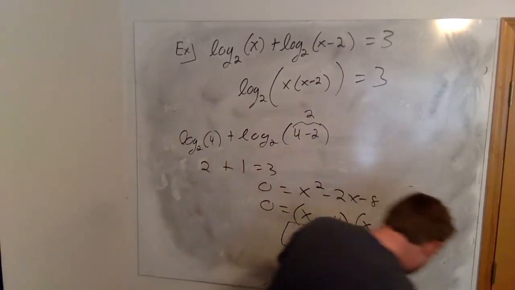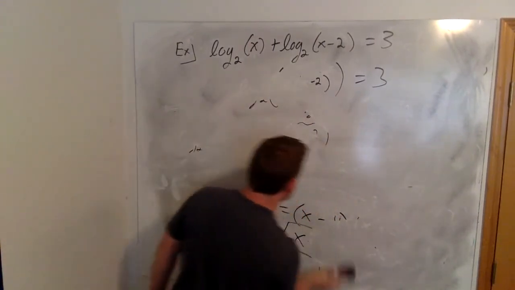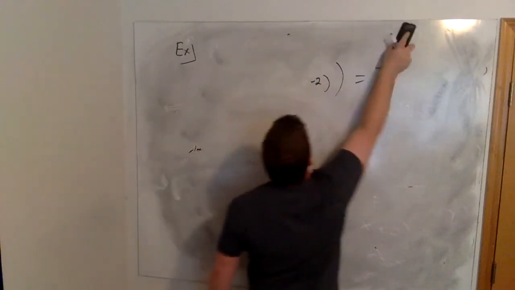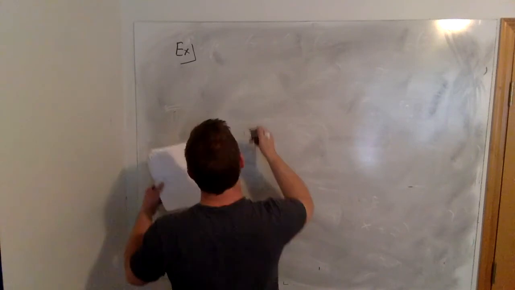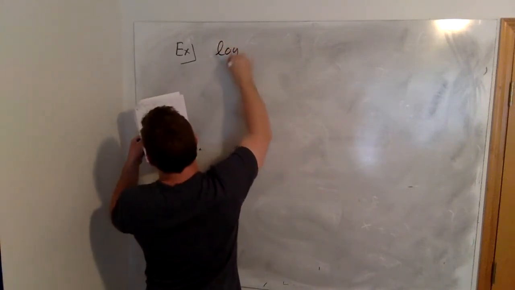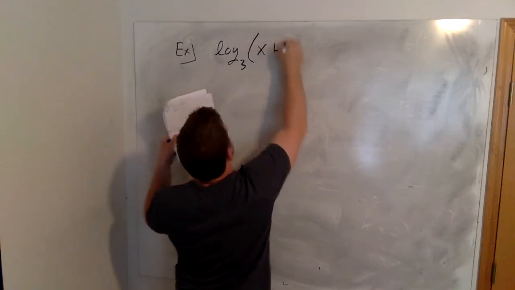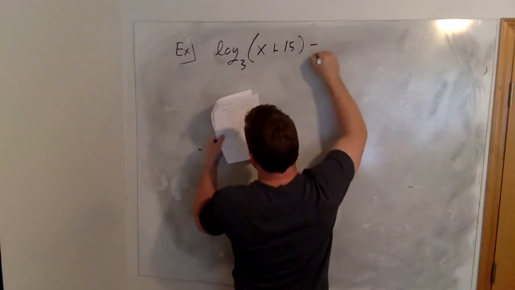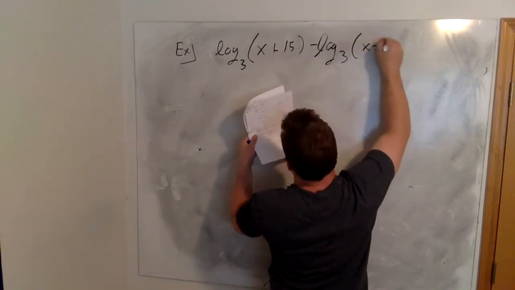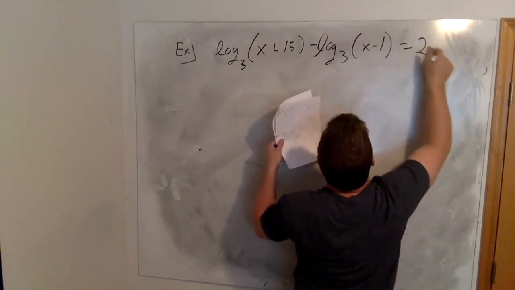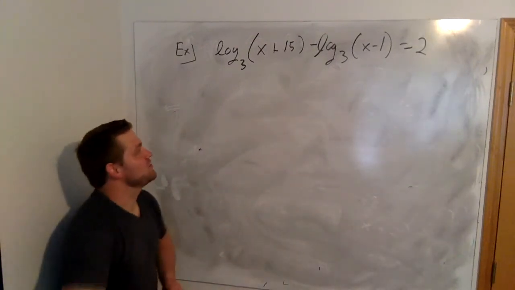Okay, let's do another one. What if we have, let's say, log base 3 of x plus 15 minus, how about log base 3 of x minus 1 is equal to 2. Okay, go ahead and pause the video and give this one a shot on your own.